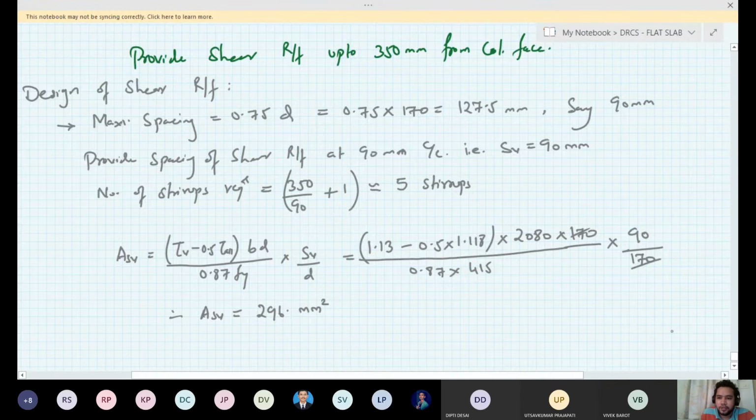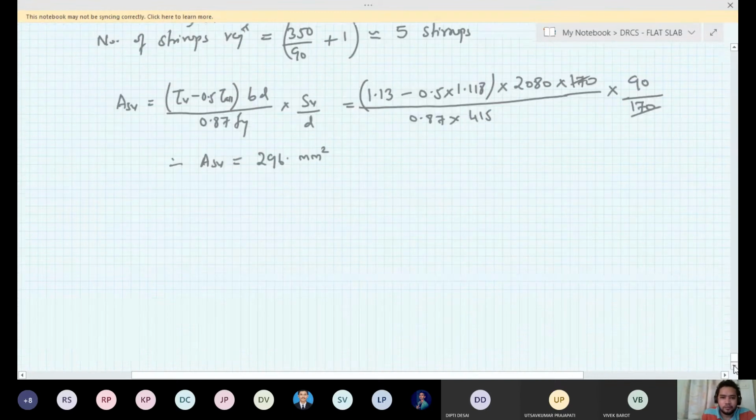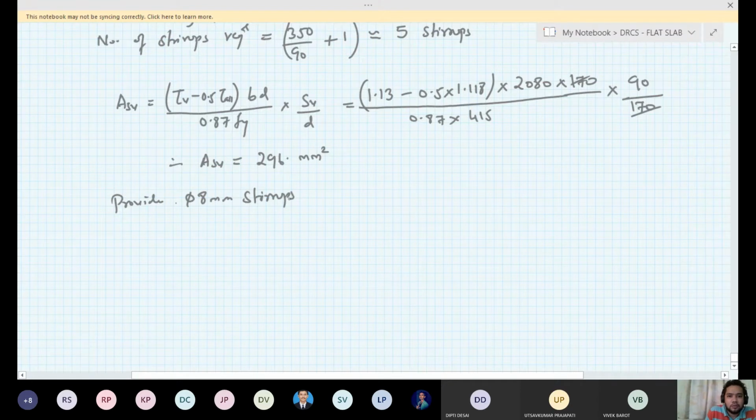So let us provide 8 mm dia stirrup at a spacing of 90 mm center to center, or first we have to find the number of legs also.